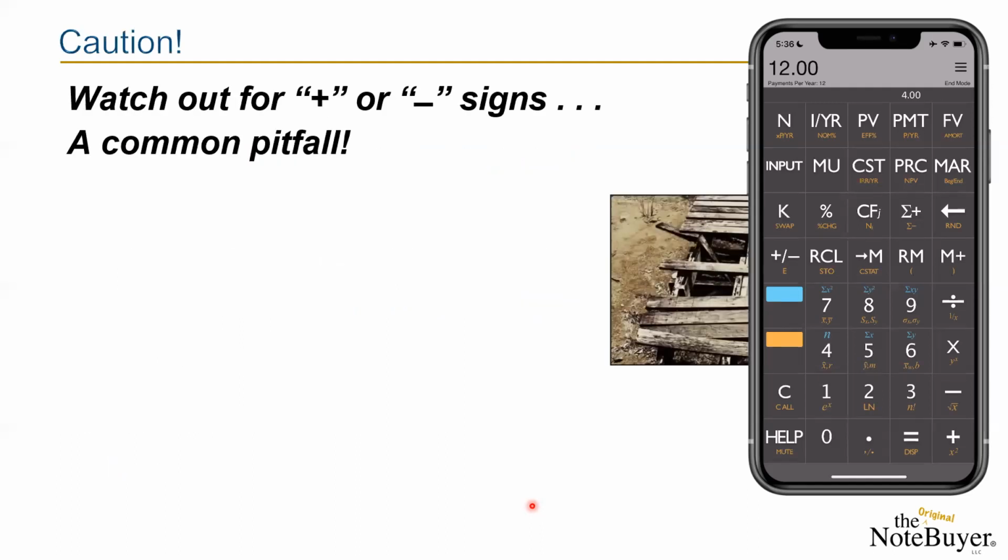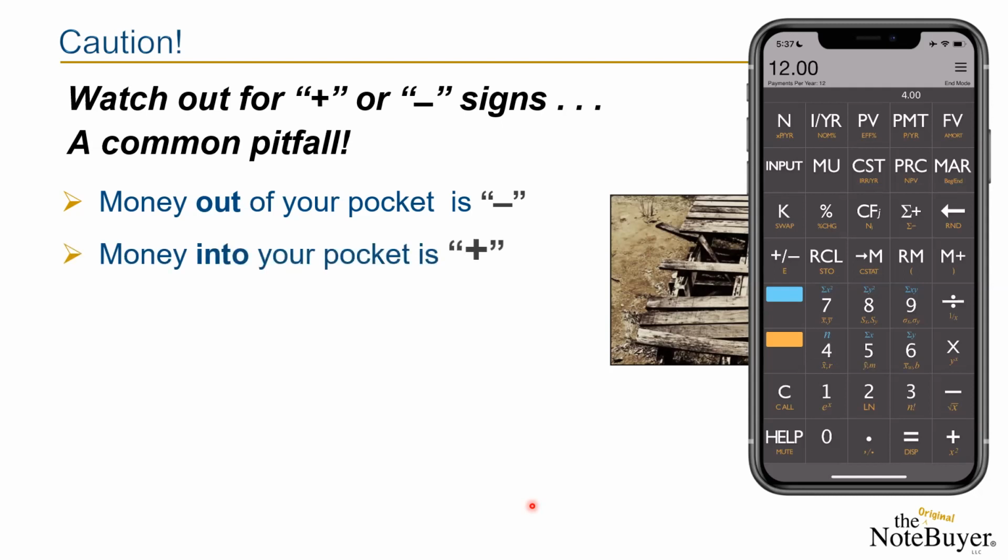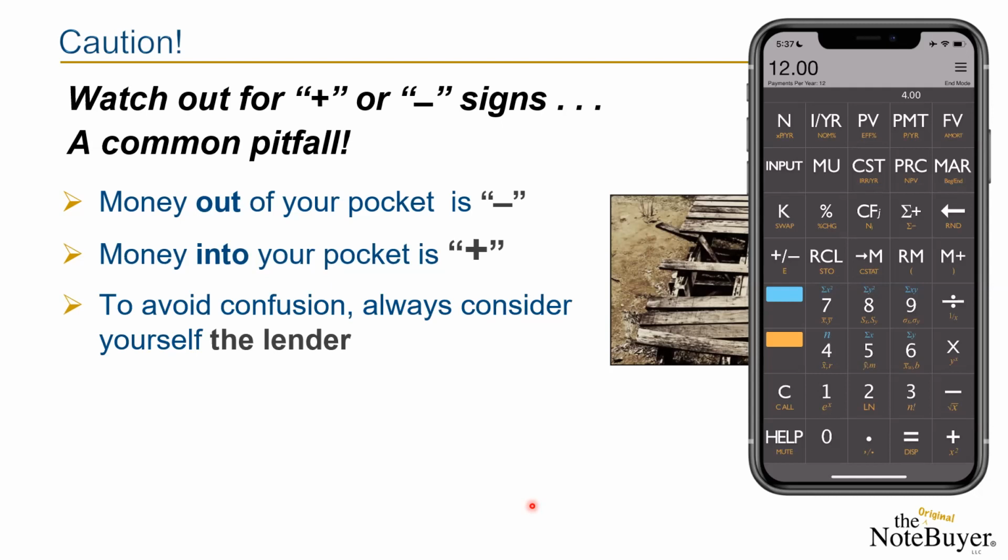And the biggest pitfall, I would say, that you might run into is forgetting to pay attention to the positive or negative signs. Remember that money out of your pocket is negative, money into your pocket is positive. And like I said, to avoid confusion, I like to always consider myself as the lender.